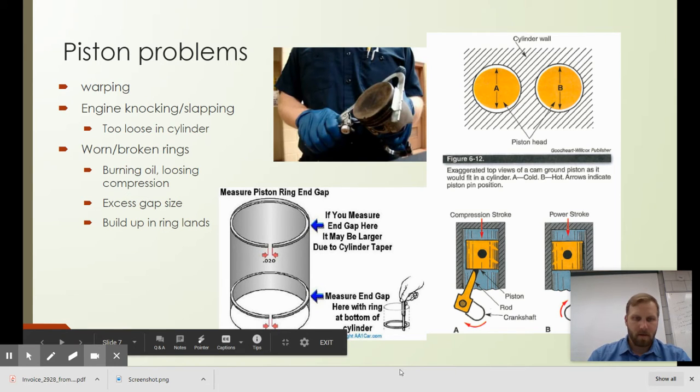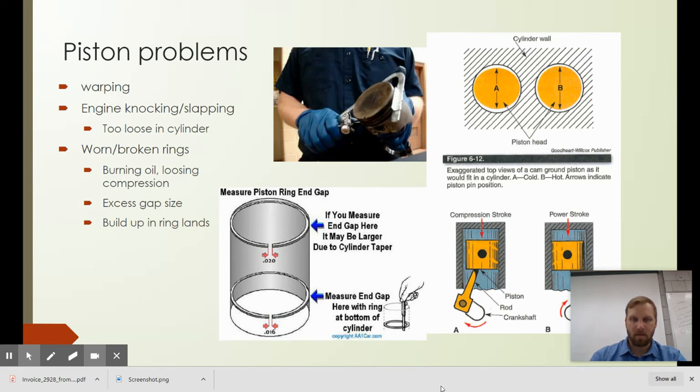Hi, folks. We're going to take a look at our next couple of slides today in engine components. So one of the first things we're going to talk about today is some common piston problems.